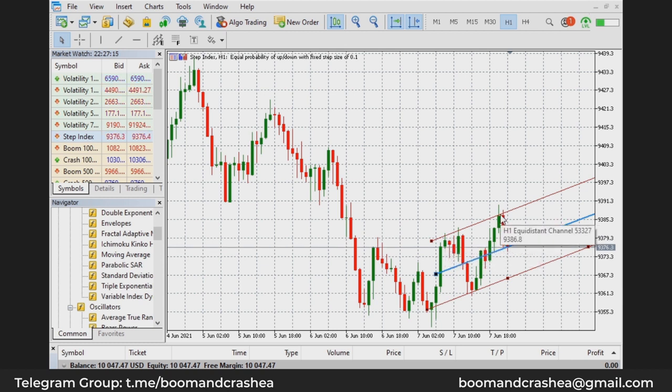But if point 4 breaks, that's where we have an acceleration channel. So we are going to touch on the base channel, acceleration channel, and deceleration channel. I hope you learn some value out of this.